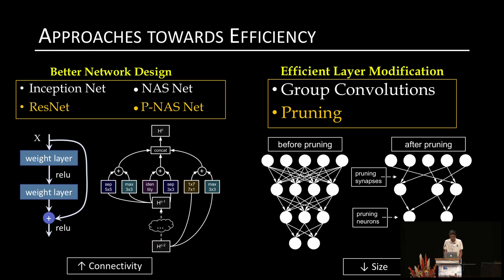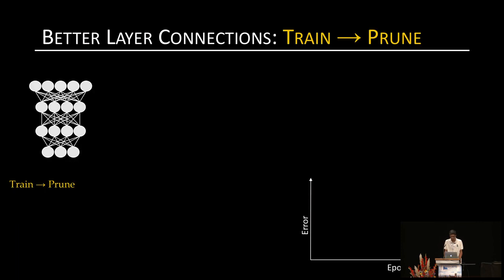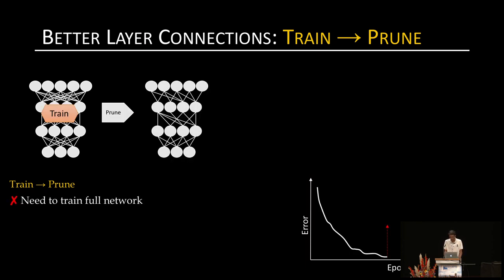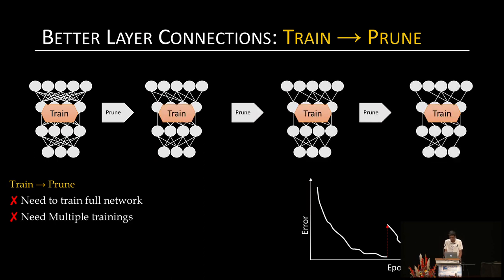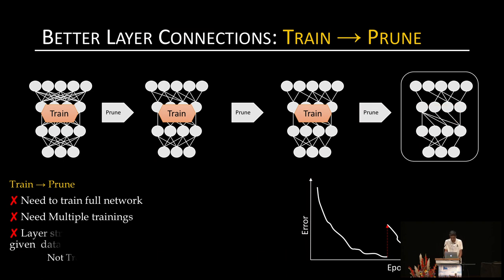Now let us take a closer look at the process of pruning. Traditionally, you would follow a train followed by a prune strategy. That is, you train the full network and then prune. Notice that this restricts us to networks where the corresponding fully connected model can be loaded on a GPU. That is, deeper and wider networks may not fit. Once you prune, you typically retrain and repeat the same process multiple times. After the whole process, we get a compressed architecture.